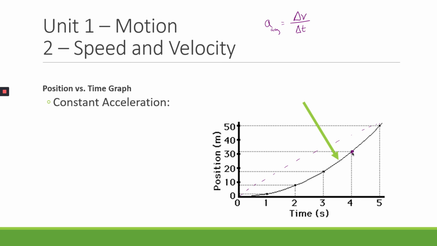What if we want just the velocity at 4 seconds? Well, we can do that. So what we'll do is we will draw a line tangent to this line.